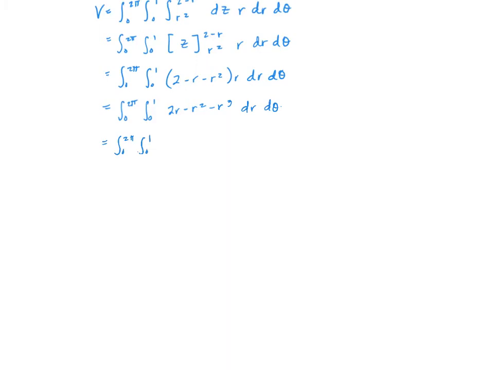So 2r squared over 2 becomes r squared, minus r to the third over 3, minus r to the fourth over 4. Okay, so I've integrated with respect to r, and notice that I'm choosing my r's to go from 0 to 1.